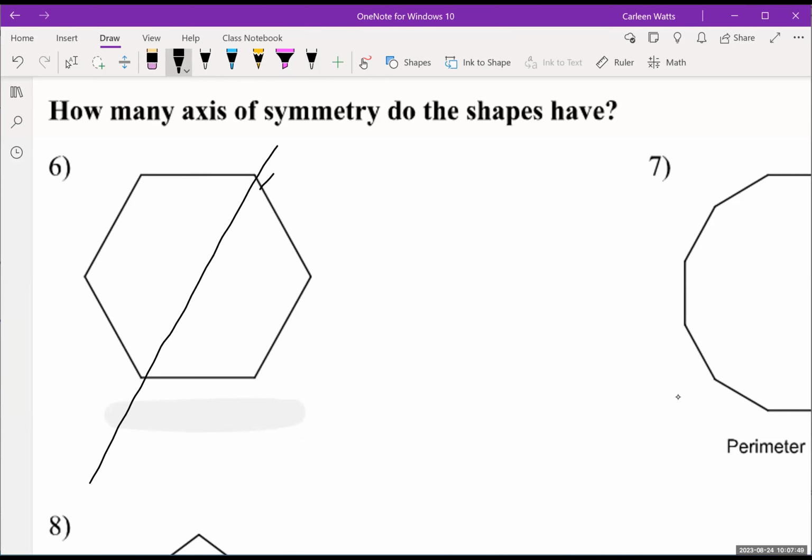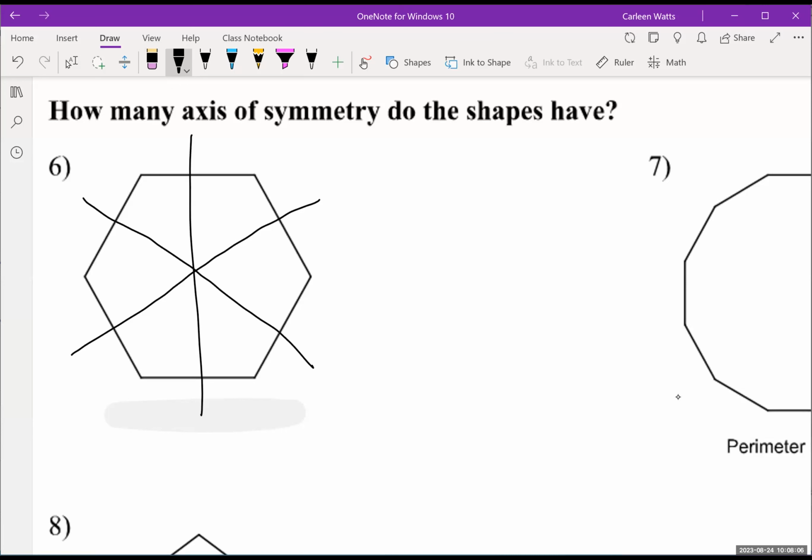Yeah, those are each an axis of symmetry. So how many axes of symmetry do you think we have? We have one going from each side to each side. So for the sides, side to side, we have 3. Yeah, thank you for guessing. There's actually more than that.